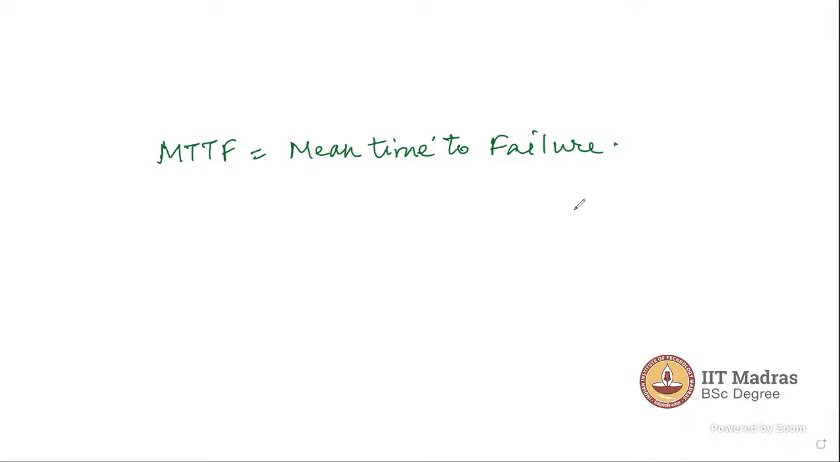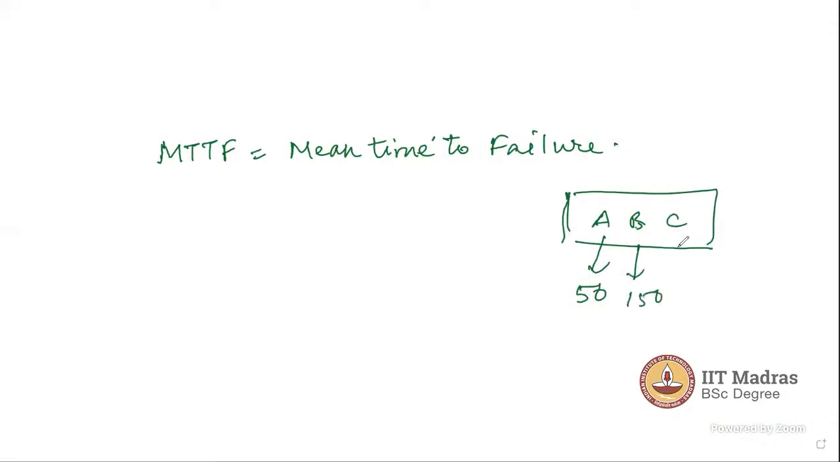So let me give an example. Suppose this is a system and the system consists of 3 disks, A, B, C. And this is the time each runs continuously without failure. Suppose that is 50, and this is 150, and let's take 250, right? So can anyone tell what is the MTTF for that? That is simple mathematics only. You have to take the average time to failure.